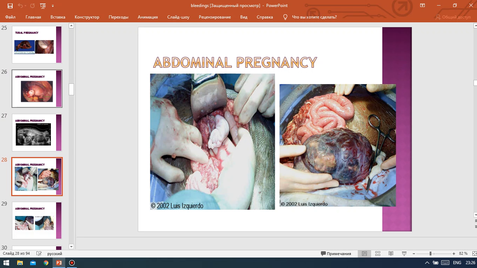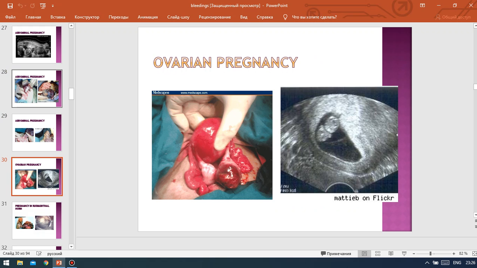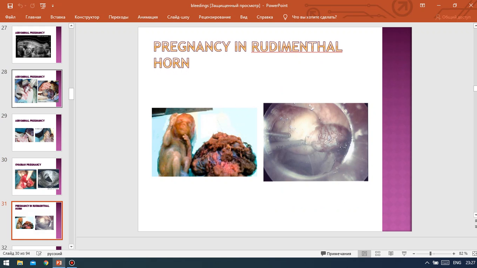It's so rare that in my practice I haven't seen this kind of patient. Abdominal pregnancy, you saw that the fetus changed a little bit, but he's alive. Here we have ovarian pregnancy. On the left picture we have a full uterus, it's a normal pregnancy. In another picture you saw the ovary with hematomas and the pregnancy situated inside.